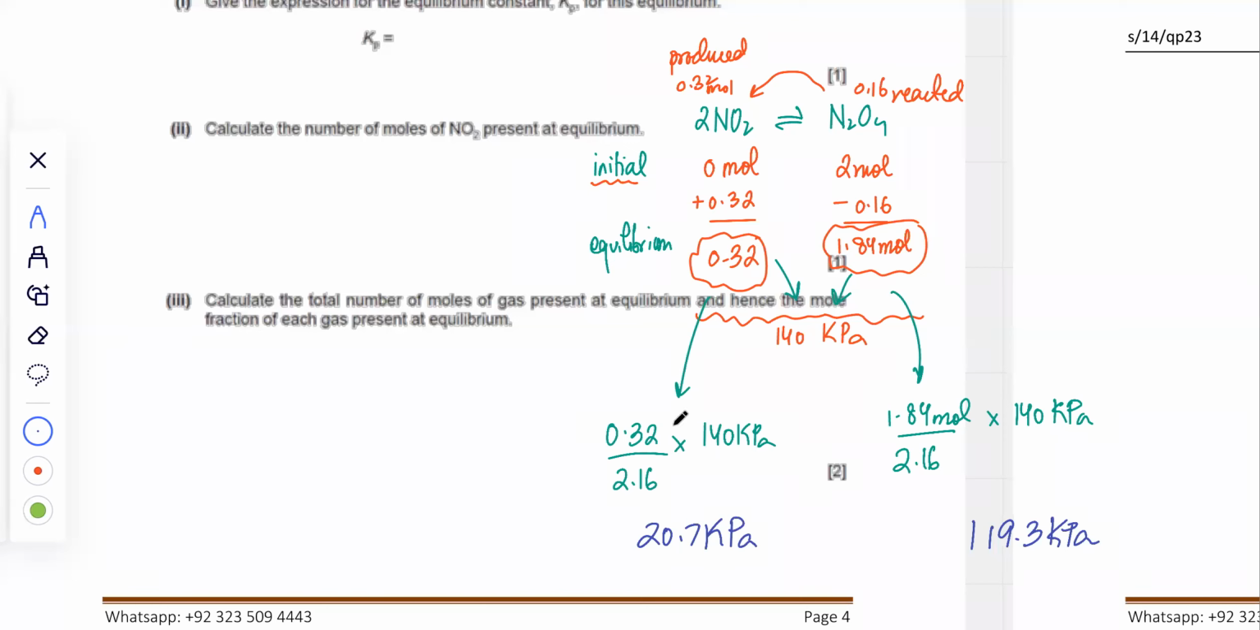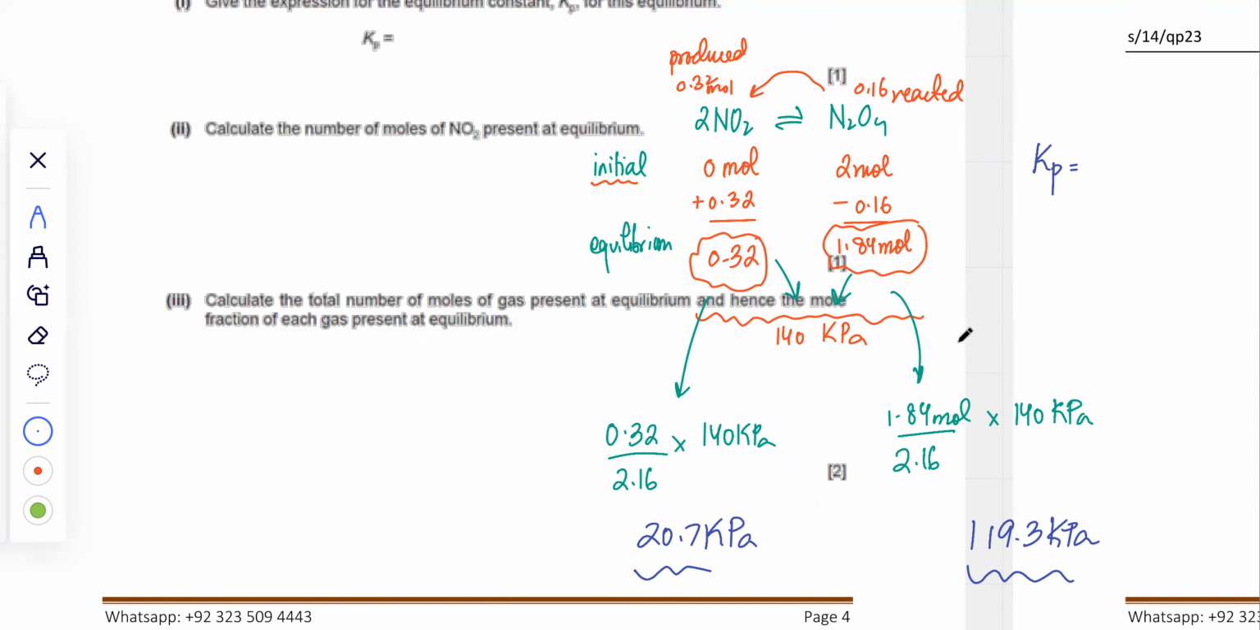So you found the pressure. This is the total moles of gas at equilibrium. The pressure that the total moles of gas are exerting is 140 kilopascals. What each gas would individually exert would be according to the ratio, so it's going to be mole fraction or percentage times the total pressure. So you get these values, and you have to calculate the value of Kp. That's what he's asking in the next step.